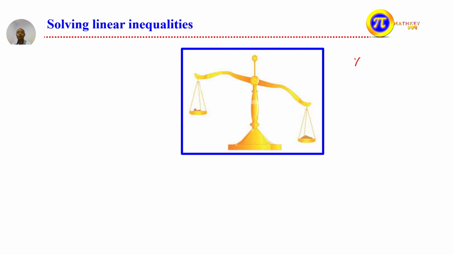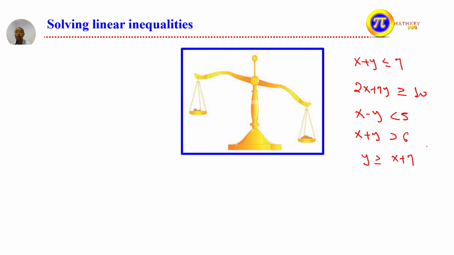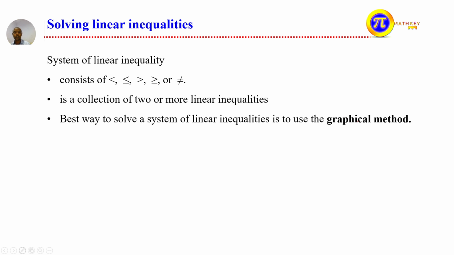For instance, if you have x plus y less than or equal to 7, this is the sum of the two materials, maybe less than or equal to 7. Here we have 2x plus 7y, maybe greater than or equal to 10. You can say x minus y is less than 5, x plus y may be greater than 6, or y may be greater than or equal to x plus 7, and so on. All these indicate inequalities. How can we solve such problems? We'll consider that here.